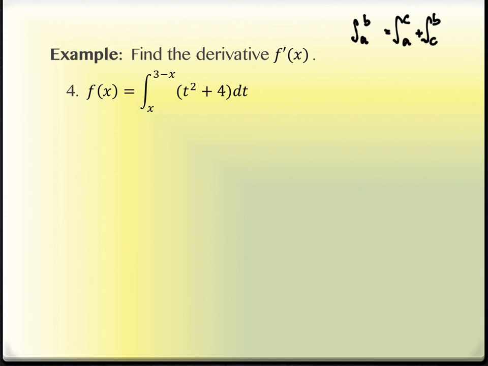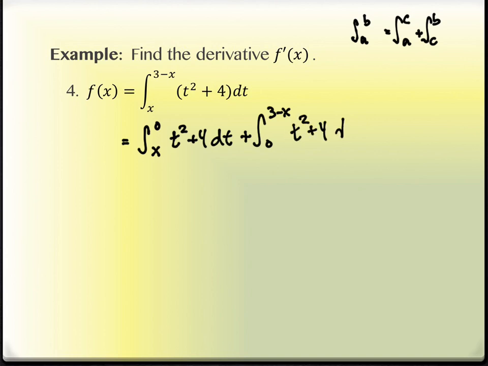We're going to break this apart so that one of the pieces does have a constant as one of the limits of integration. So here's how this works. We're going to go from x, and you can use any constant you want. I'm just going to use 0. There's nothing special about 0. Use any number you wish, and it will work the same way. This is t squared plus 4 dt. And then plus, and then I'm going to go from 0 to 3 minus x. And t squared plus 4 dt.